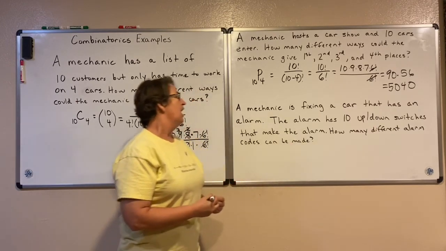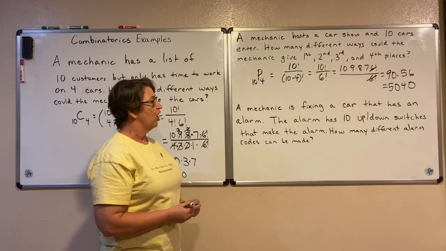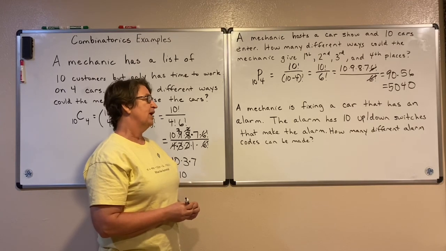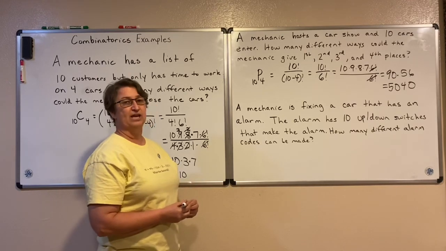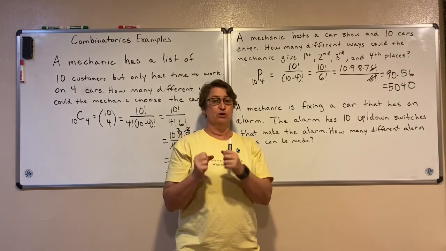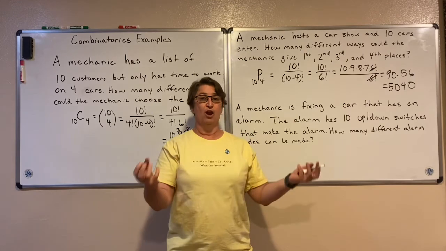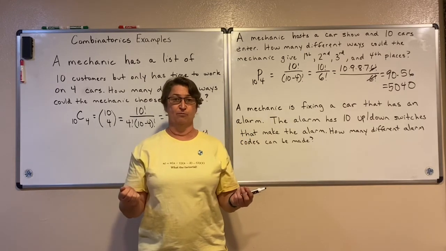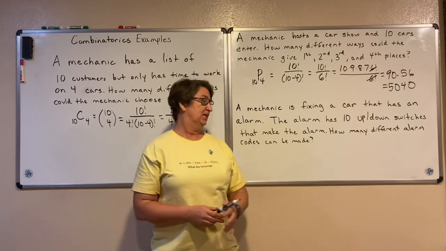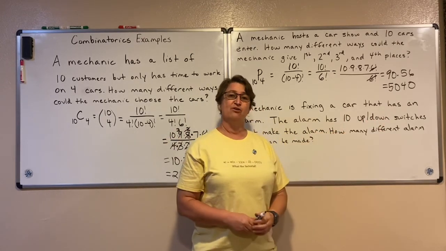Last one. A mechanic is fixing a car that has an alarm. The alarm has 10 up-down switches that make the alarm. How many different alarm codes can be made? This time we don't have a group of 10 cars that we're choosing a few cars from, nor do we have a group of alarms that we're choosing a few from. Instead, we have independent events happening here. We have these up-down switches that make the alarm.